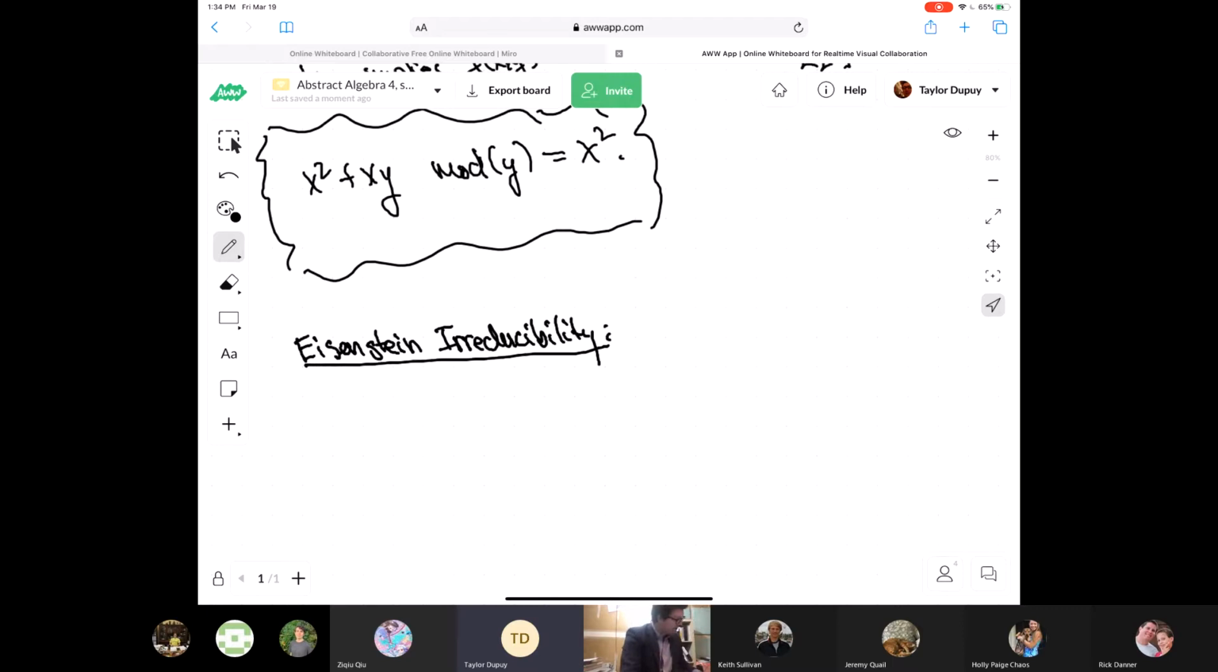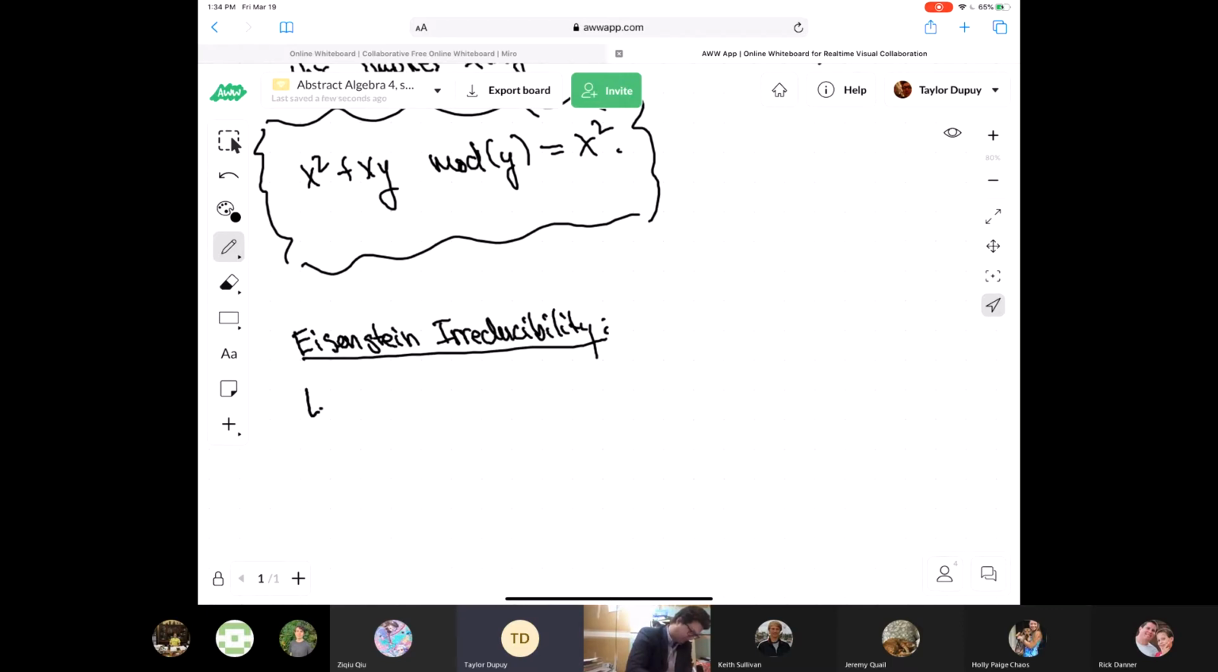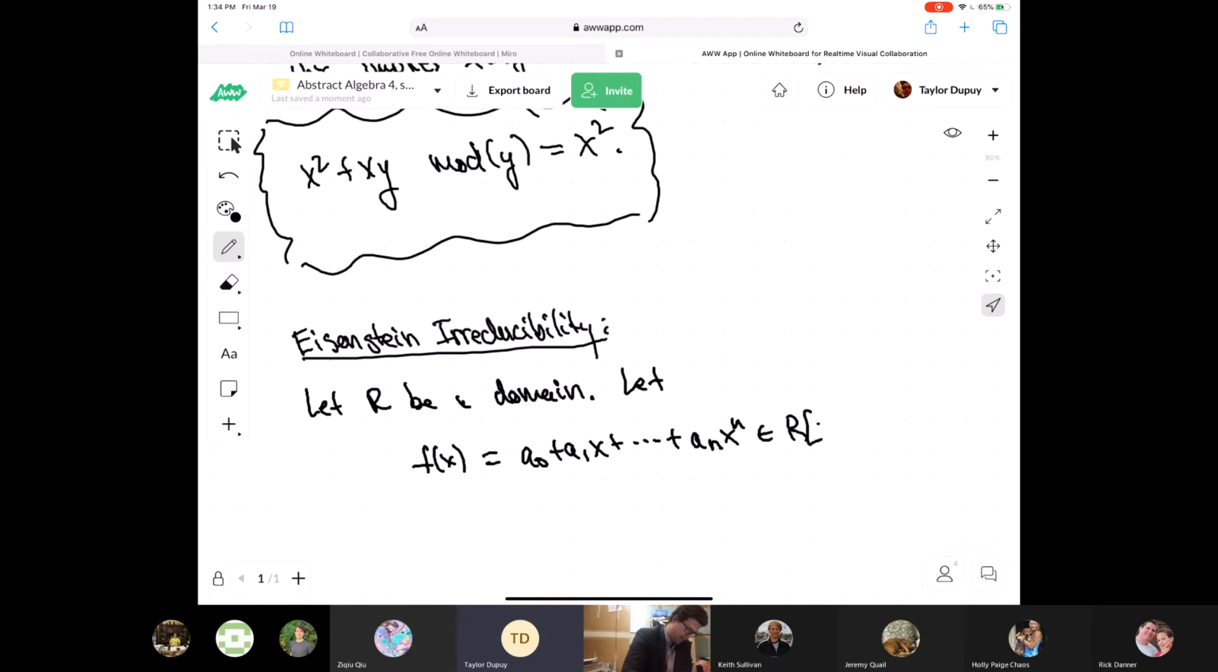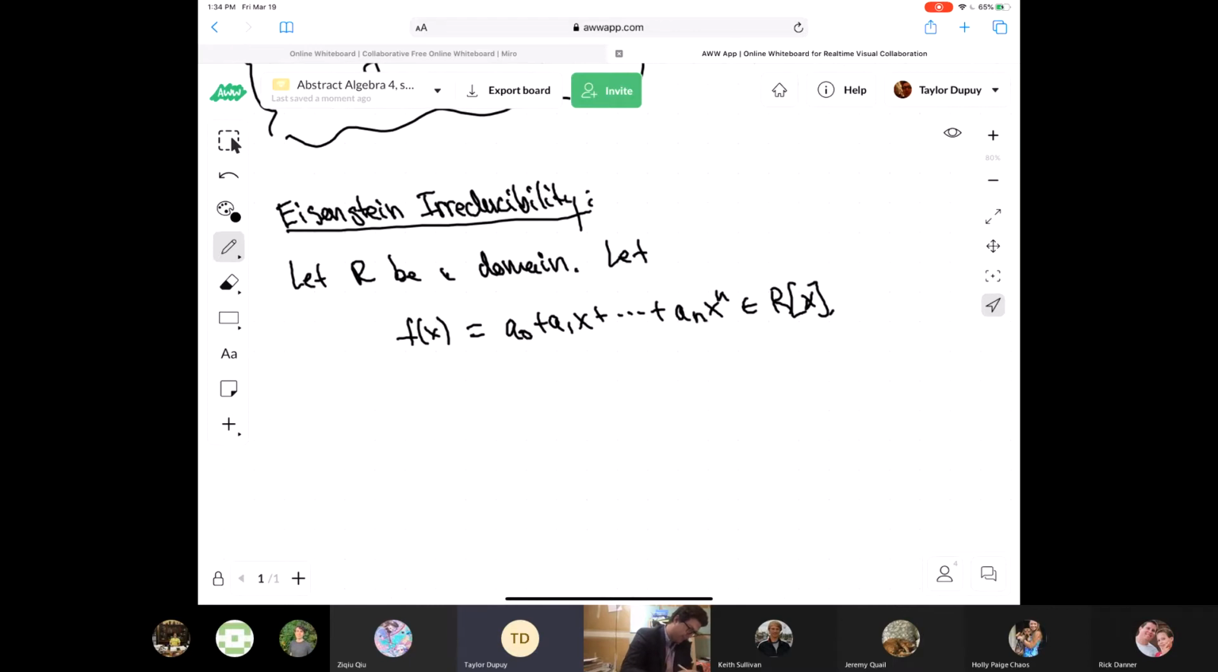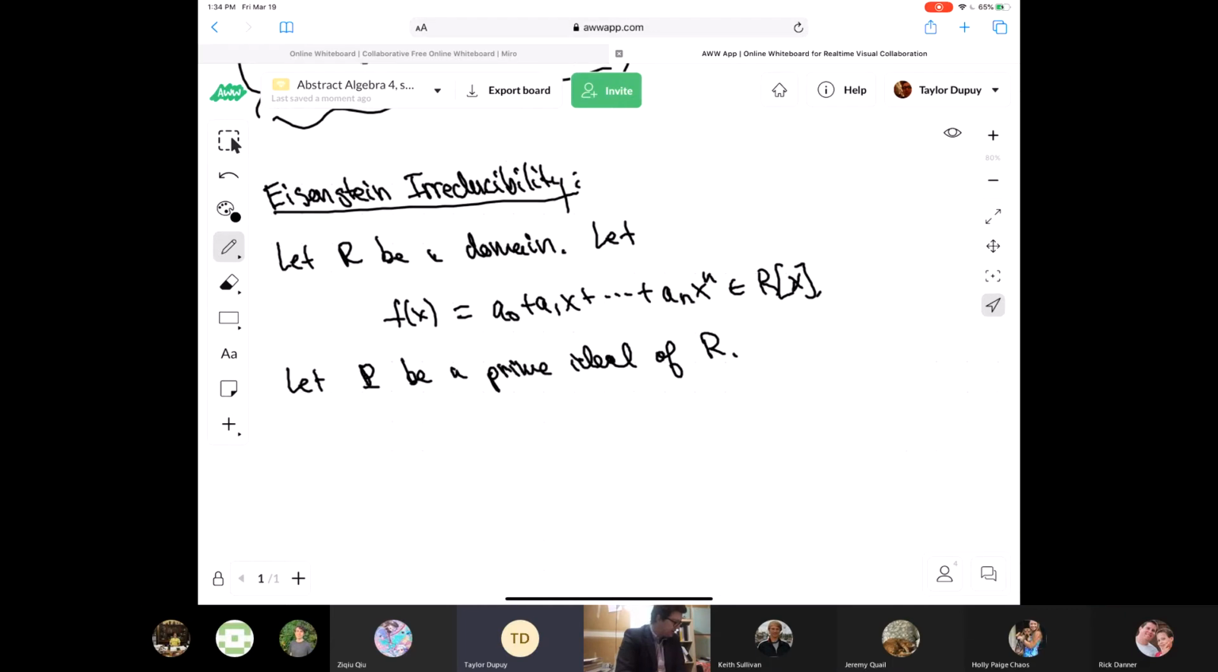Okay, so this one says, let R be a domain, and let f of x be the polynomial a_0 plus a_1 x plus dot dot dot plus a_n x to the n in R of x. And then let P be a prime ideal of R.